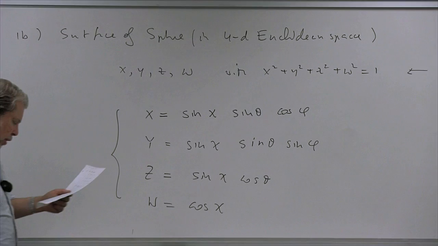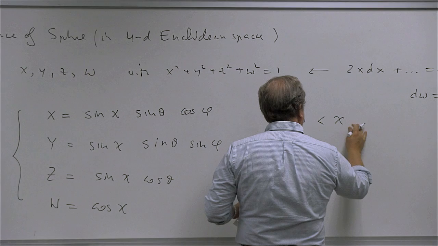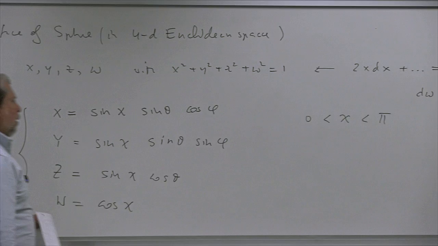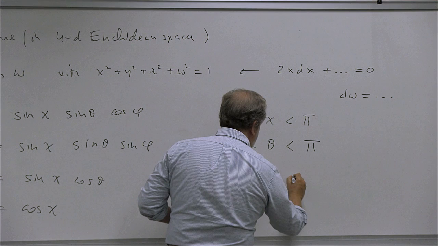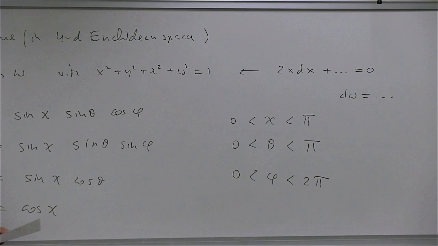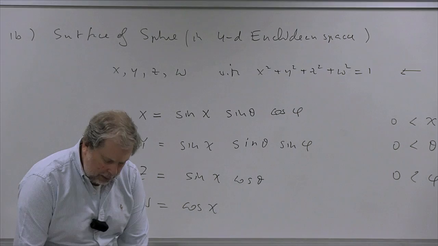And because of that, the new angle chi is between 0 and pi. And the angle theta is, as usual, also between 0 and pi. And the only one that is between 0 and 2 pi is the angle phi, right? And well, you can verify that, of course, this solves the constraint, right? When you plug it in, the squares all add up to 1.